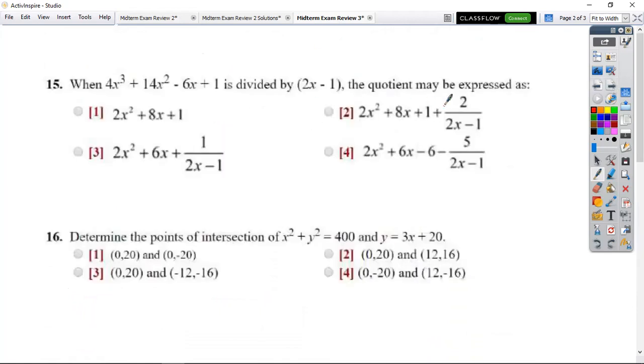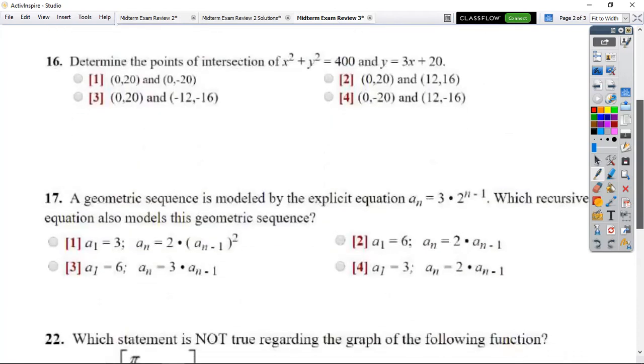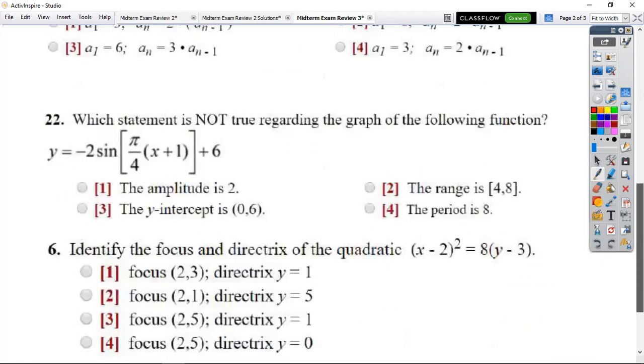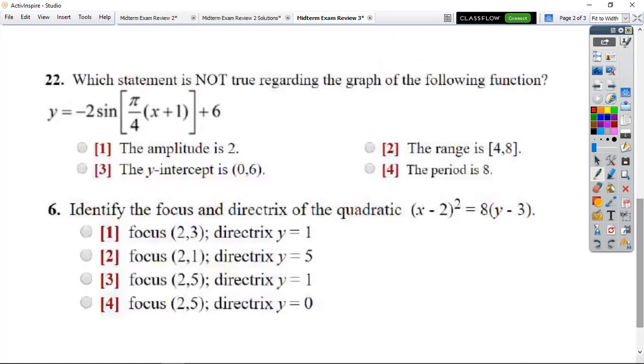15 should be fairly easy. That's just going to be your long division again. 16 is like the substitution that we just did. 12 is a trig question, and then number 6, because I knew the parabolas were going to pose a problem. 6 is another parabola question.